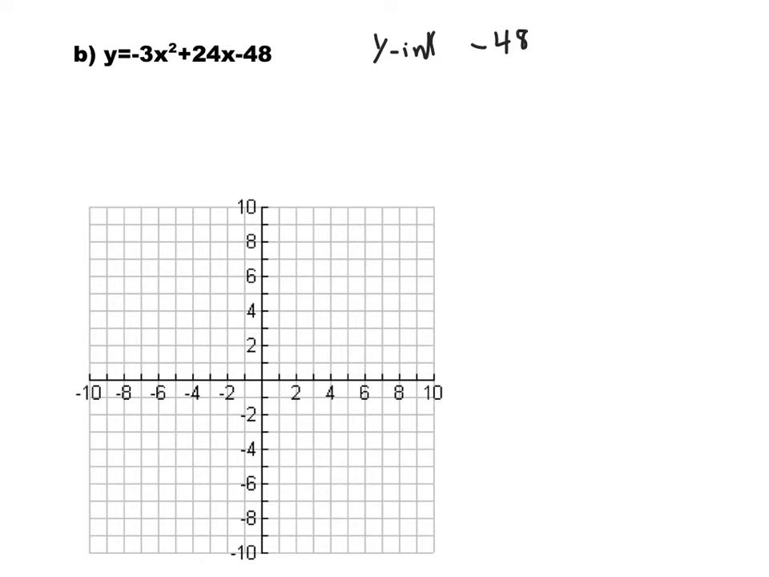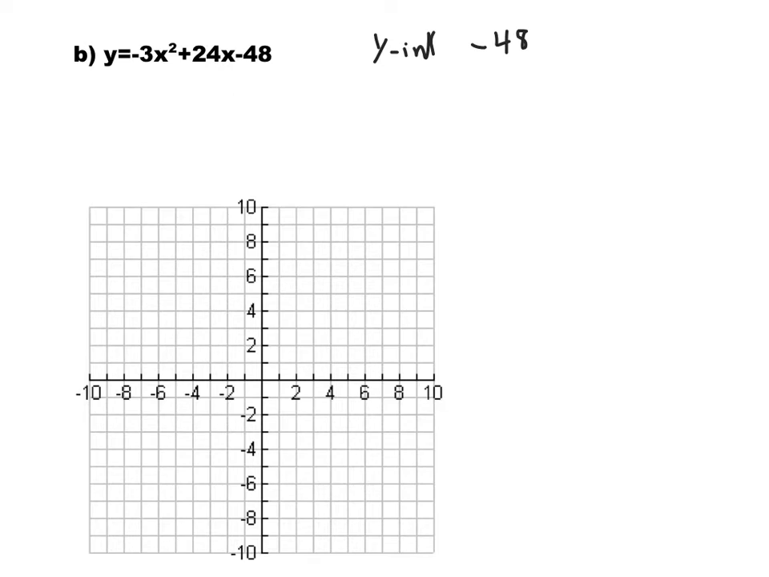Remember, it's only in standard form that we say the constant is the y-intercept. If it's another form like factored form or vertex form, then you have to manually put x equal to 0 and find the value of y. So don't make a mistake. Whenever you see the constant in standard form, you say that's a y-intercept.